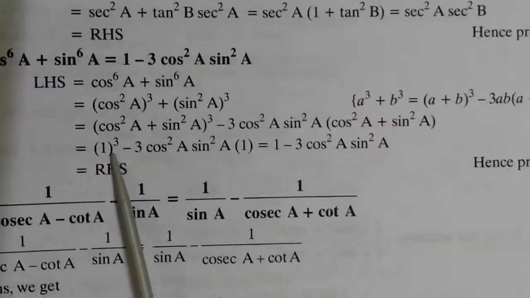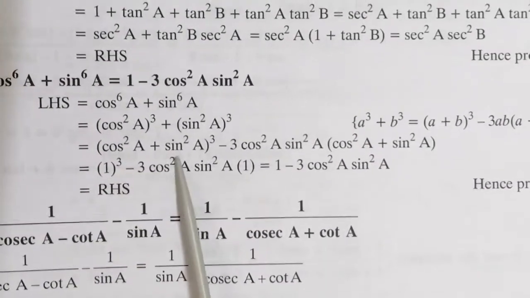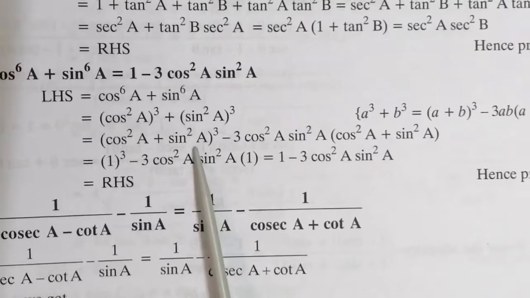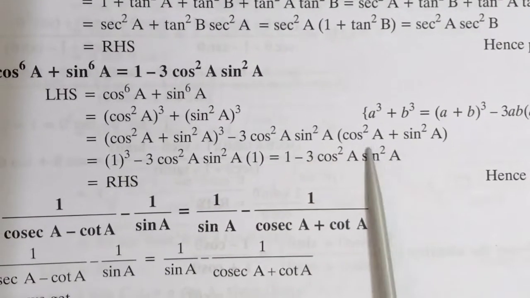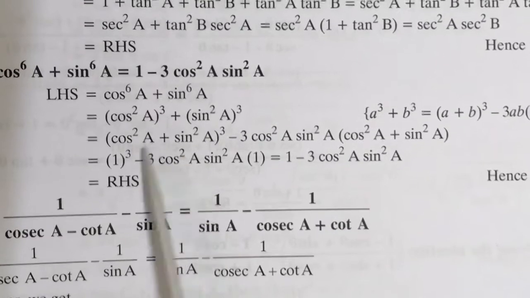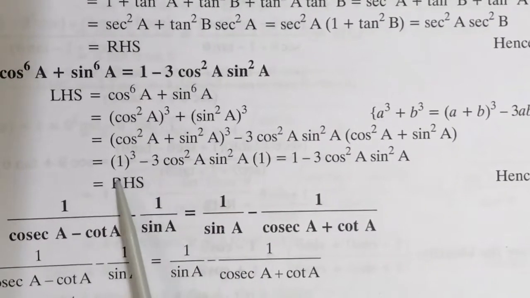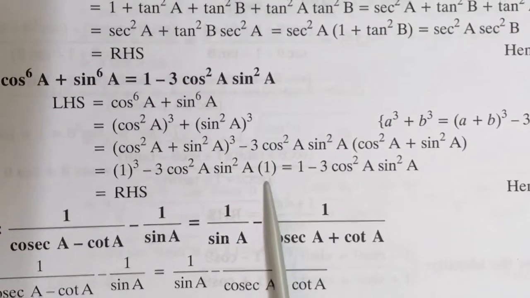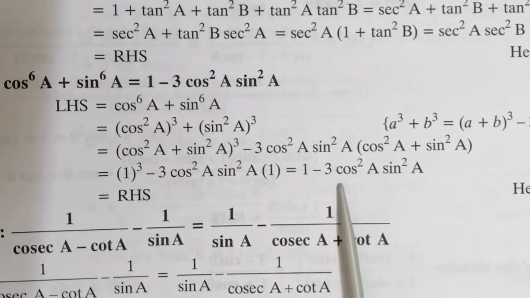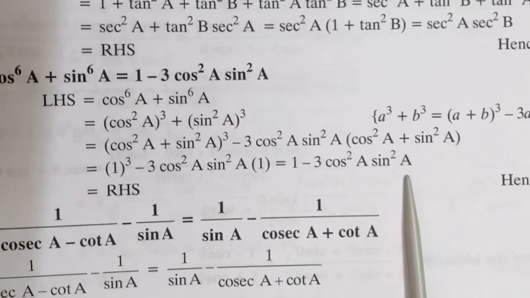So put the values, a and b, they are cos²A and sin²A. So (cos²A + sin²A)³ − 3cos²A sin²A(cos²A + sin²A). Now cos²A + sin²A is 1, so cube of 1 minus 3cos²A sin²A into 1, that is equal to 1 − 3cos²A sin²A.